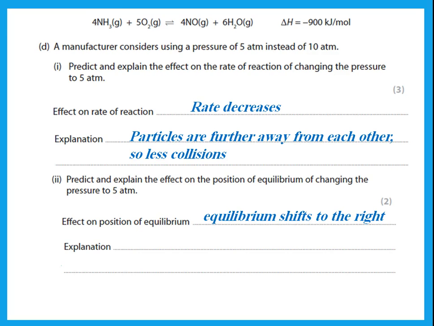So the effect on the position is the equilibrium shifts to the right. Why? In order to give more molecules, because we are using lower pressure, and lowering the pressure in equilibrium causes it to go to the side with more molecules, or increasing pressure causes it to go to the side with less molecules.